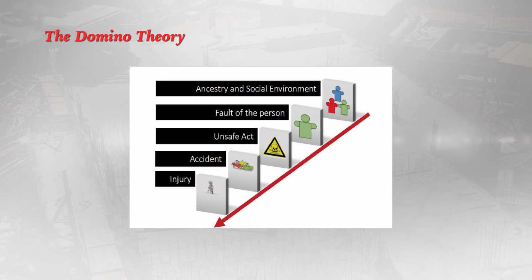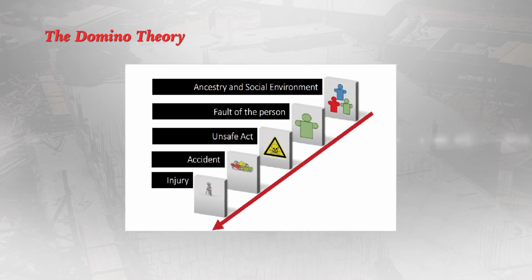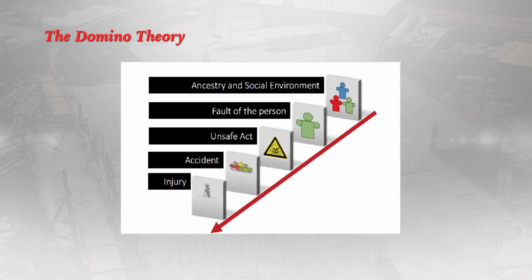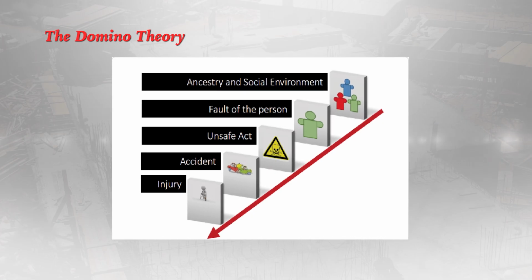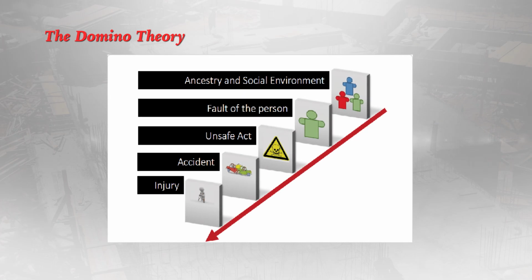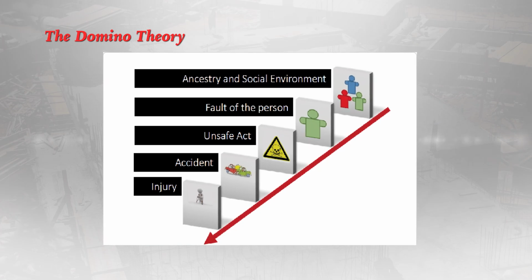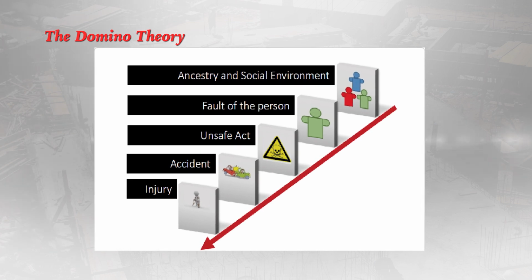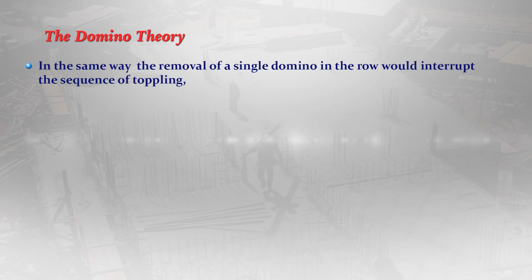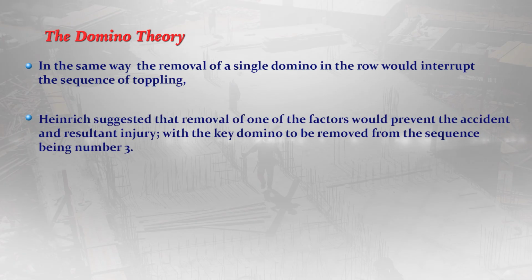Here you see this through a schematic. First is ancestry and social environment, then it will actuate the fault of a person, then the fault of the person will cause some unsafe act, and this unsafe act will cause an accident and the accident will cause injury. In the same way, the removal of a single domino in the row would interrupt the sequence of toppling. Means you see that there is a sequence. So, if you remove any domino from this sequence, then you can avoid the accident.